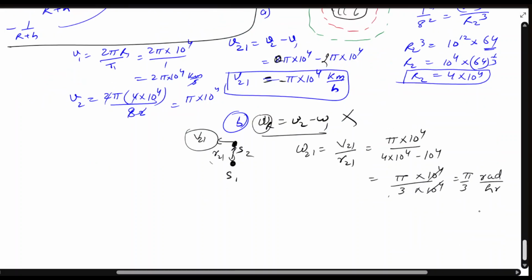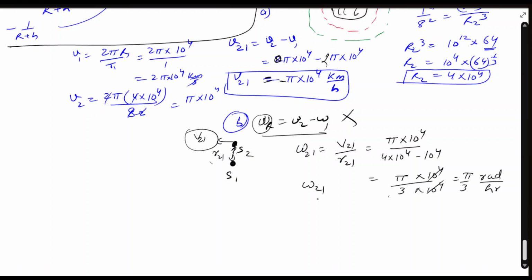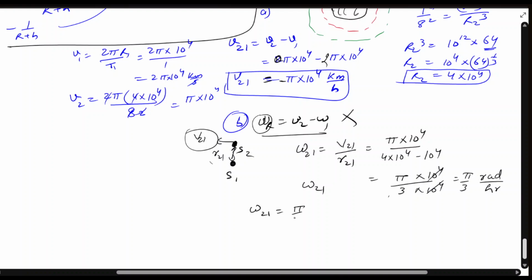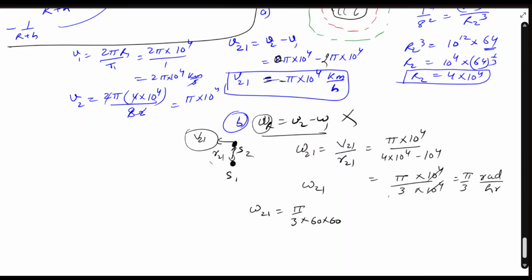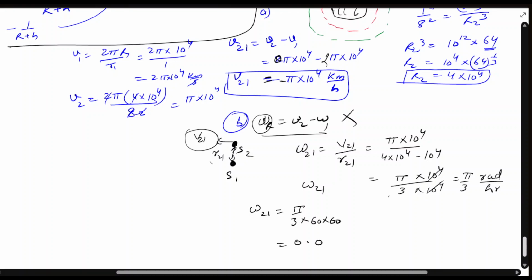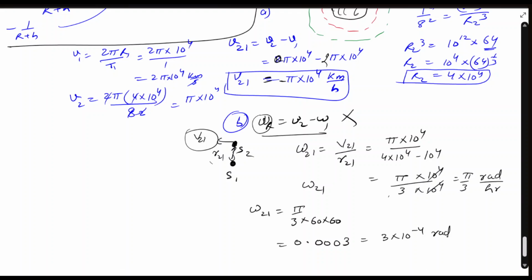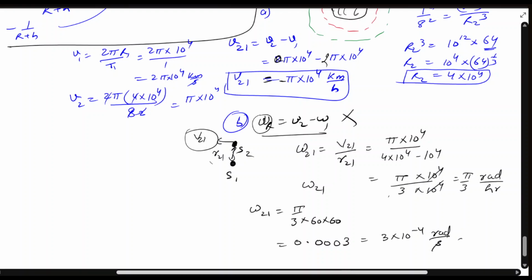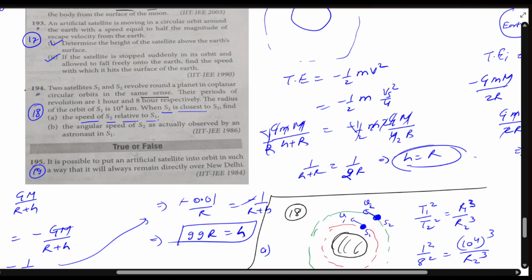Okay. So if you want to calculate in second, so we will have omega 2 will be pi by 3 and r will be 60 into 60, right? So if I use a calculator really fast again, divide by 3 divided by 3,600. So we have approximately 0.0003. So it will be 3 into 10 raised to power minus 4 radian per second. Okay. So this was the important concept here. So it's quite a nice question.